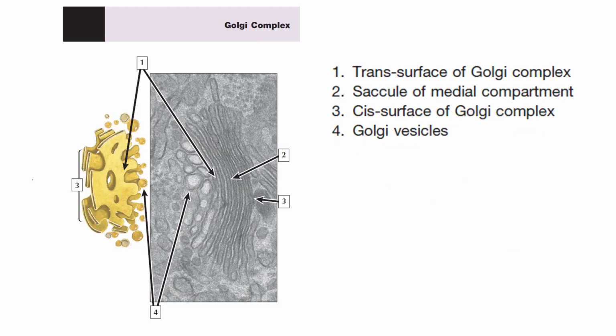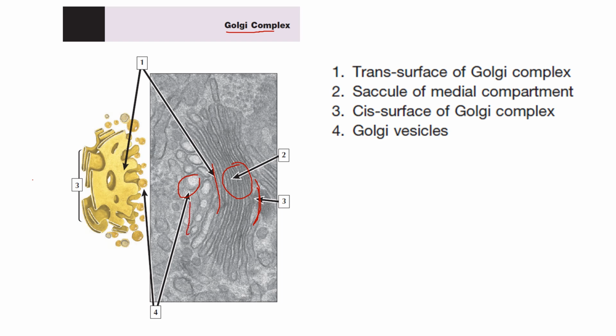This is a schematic and a high magnification electron micrograph of the Golgi complex, showing its different functional compartments. Shown here in number one is the trans surface of the Golgi complex. More innerward is the saccule of the medial compartment, the saccule. Still in an inner compartment is the cis surface of the Golgi complex over here. And finally, out in the outward compartment are the different Golgi vesicles.